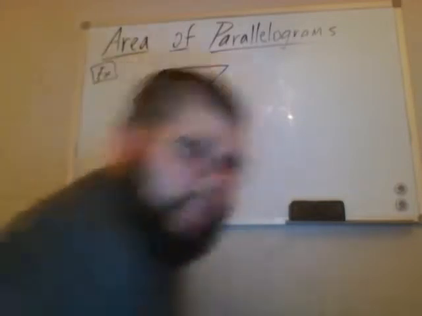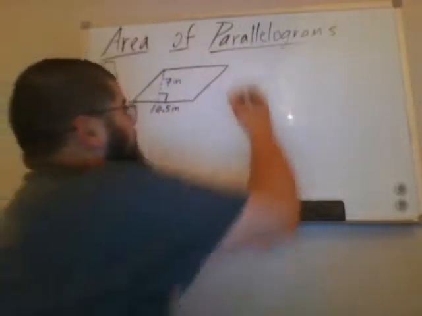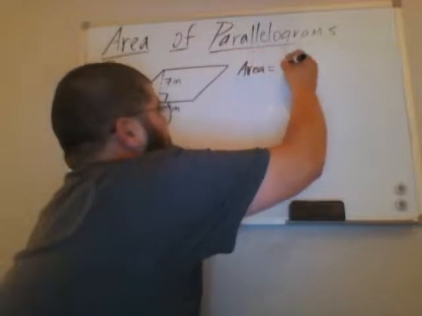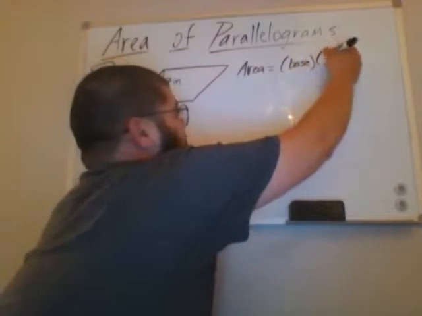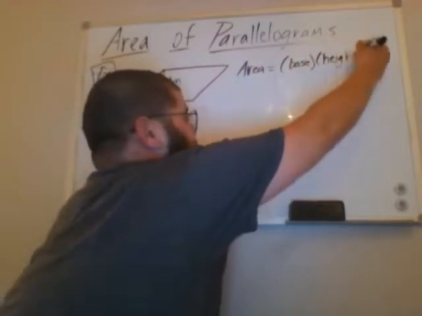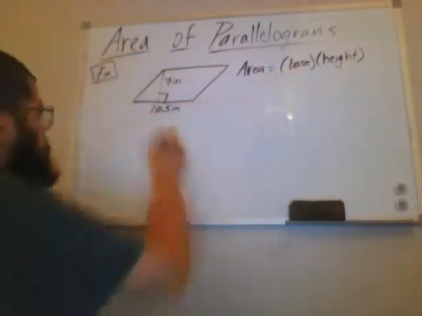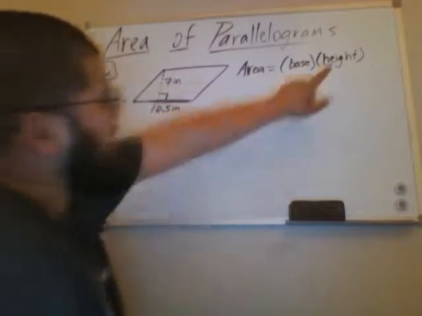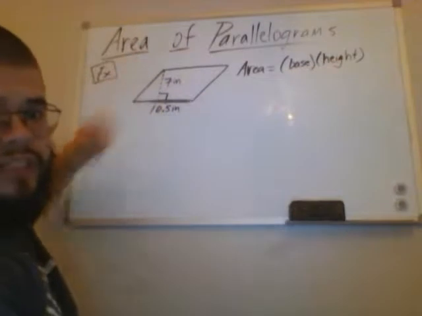Remember, we use the same exact formula. We're going to write it over here as we do for the square and the rectangle, which is area equals base times height. This is the base of the parallelogram, which we said is this bottom side length, 10.5, and the height of the parallelogram, which is this dashed line, which we said was 7 inches.